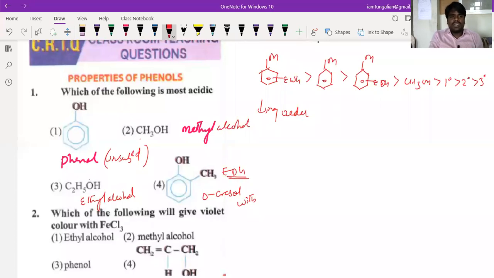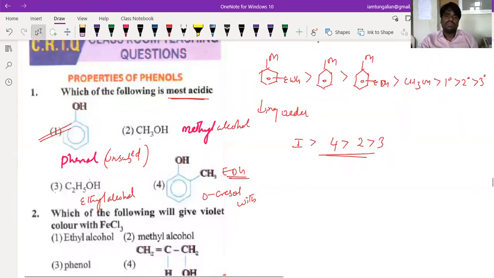So here we've been asked for the most acidic. This is your most acidic. If I want to write the decreasing order, it will be first, followed by fourth, followed by second, followed by third. This is the decreasing order. This is most acidic and this is least acidic. Is that clear?